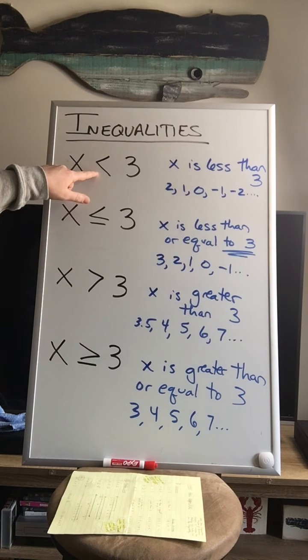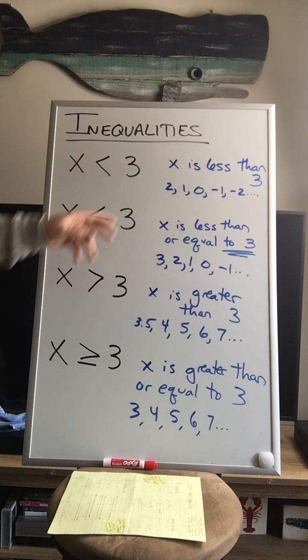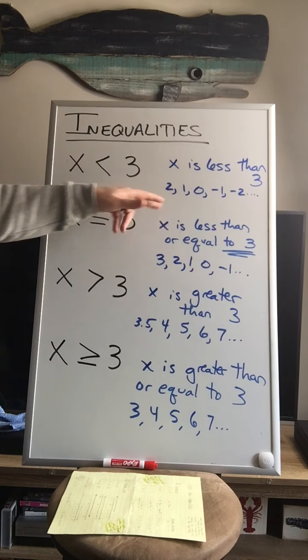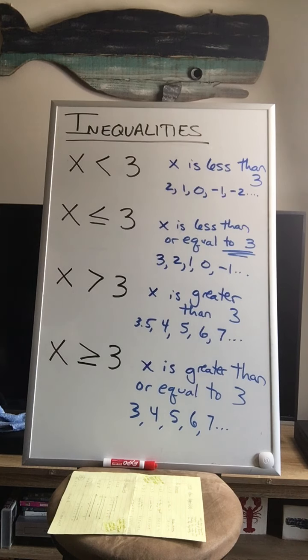If there's no line underneath, then it does not include that number as part of the solutions. Okay? So how many solutions does each of these have? How many numbers are there that you could list as solutions? Well, the answer is an unlimited amount, right?